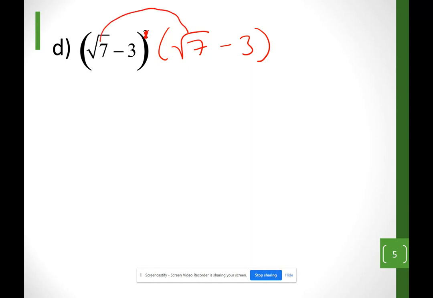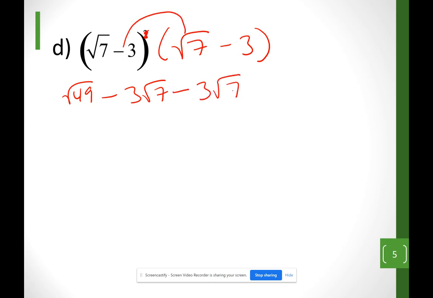So let me start by multiplying these. That gives me square root of 49 minus 3 square root of 7. Now let me distribute the negative 3. That gives me minus 3 square root of 7 plus 9.